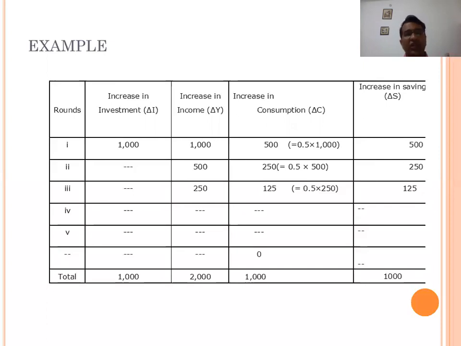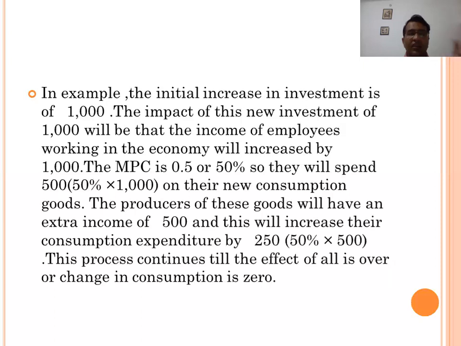In this way, the total income is a multiple of the initial investment of 1000. We can explain that in words also. The initial increase in investment is 1000. The impact of this new investment will be that the income of employees working in the economy will increase by 1000 in the first spell. The MPC is 0.5, so 50% we spend and 50% we save. This process continues until the effect is over, or the change in consumption is 0. That may go on for 30 or 40 cycles, depending on the MPC. In this way, we can show the working of a multiplier.